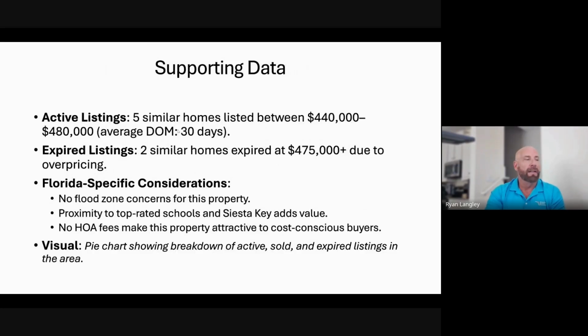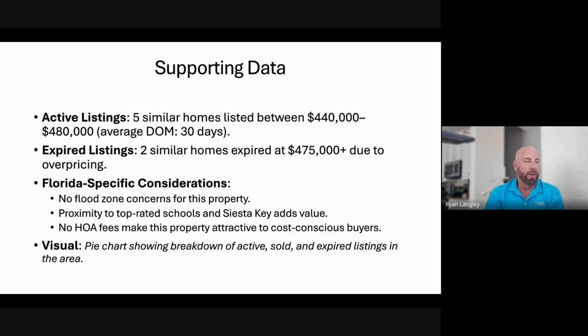Supporting data: active listings, 5 similar homes listed between 440 and 480. Average days on market 30 days. Expired listings: 2 similar homes expired at 475 plus due to overpricing. That's something to show them as well. Look, these sat on the market for 6 months or however long they sat.